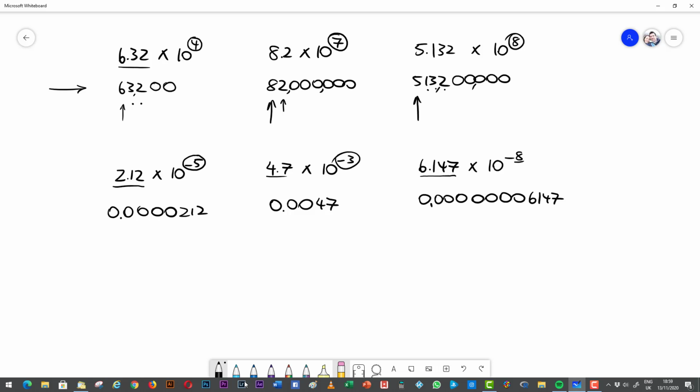Okay, so now we know how to convert numbers into scientific notation and also to turn them back. Both really big numbers that have positive powers and then really small numbers that have negative powers.